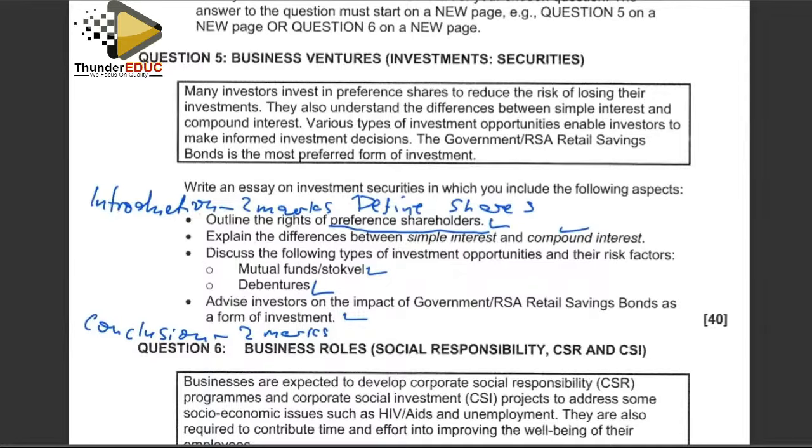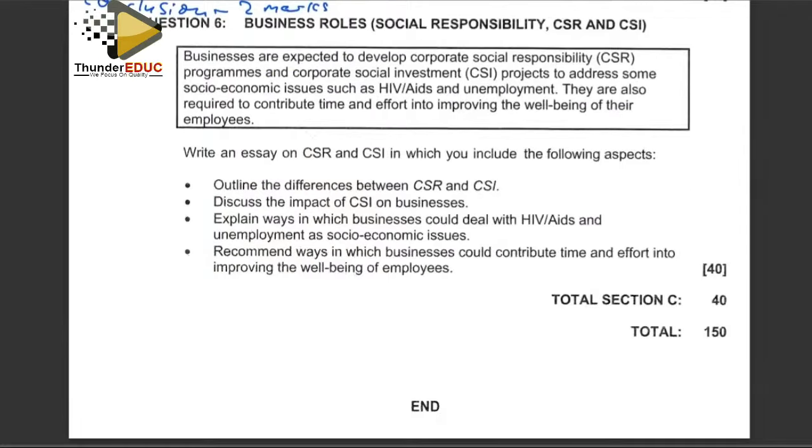Okay, right. So now let's move on to question 6. So now question 6 reads as follows. Businesses are expected to develop corporate social responsibility programs and corporate social investment projects to address some socioeconomic issues such as HIV or AIDS and unemployment. So now they are also required to contribute time and effort in improving the well-being of their employees. Okay, right. So now write an essay on corporate social responsibility and corporate social investment in which you include the following aspects.